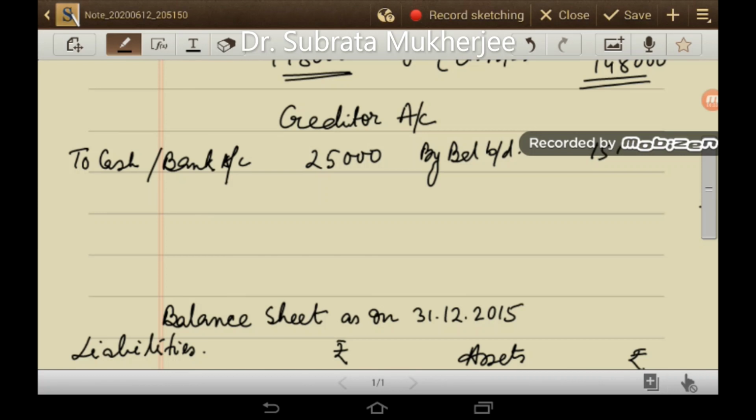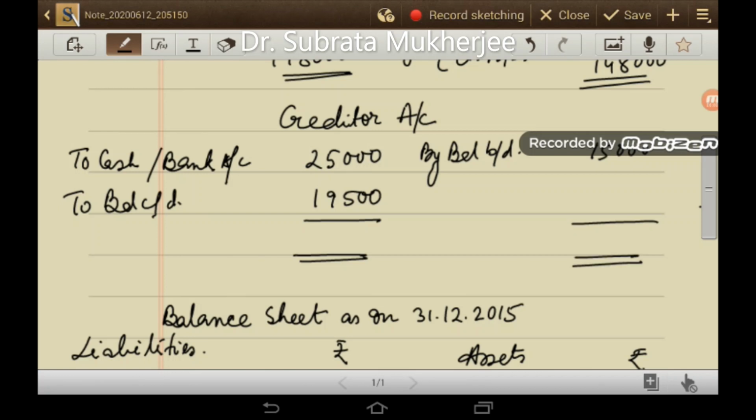So this will appear in the opening balance sheet, and to balance CD, so this will appear on the closing balance sheet. So 19,500. And the difference in the creditor account will represent credit purchase. And this credit purchase will appear in the trading account, 29,500. So this is your balancing figure.